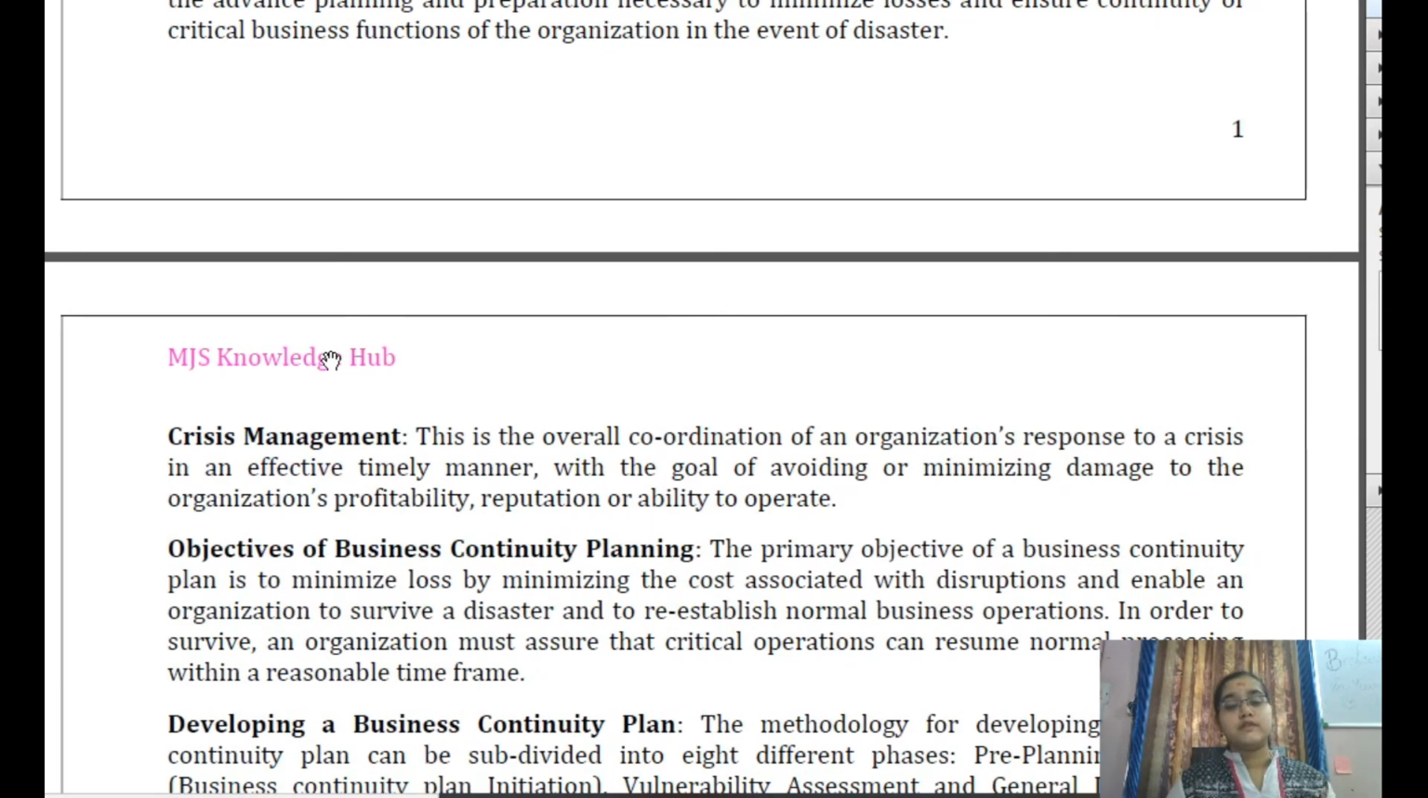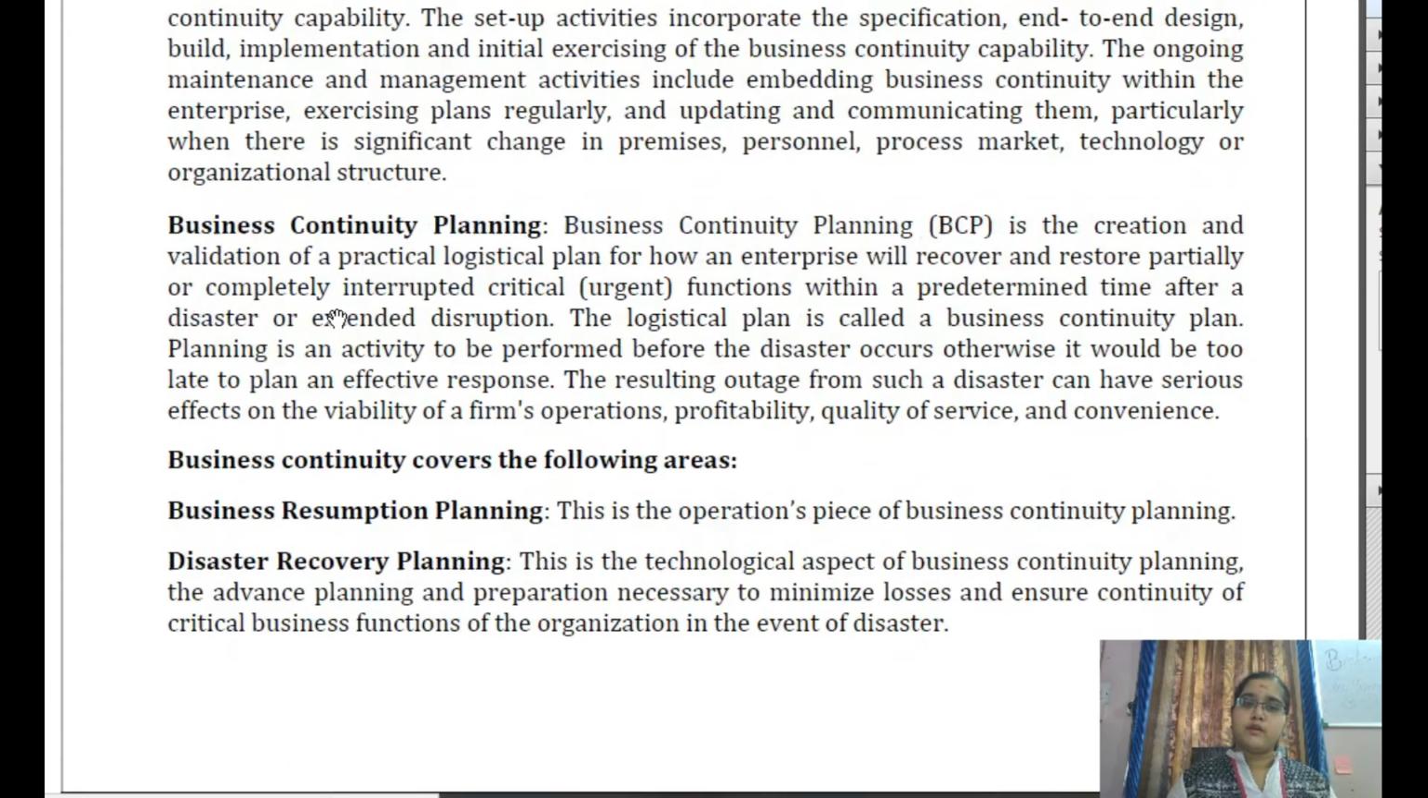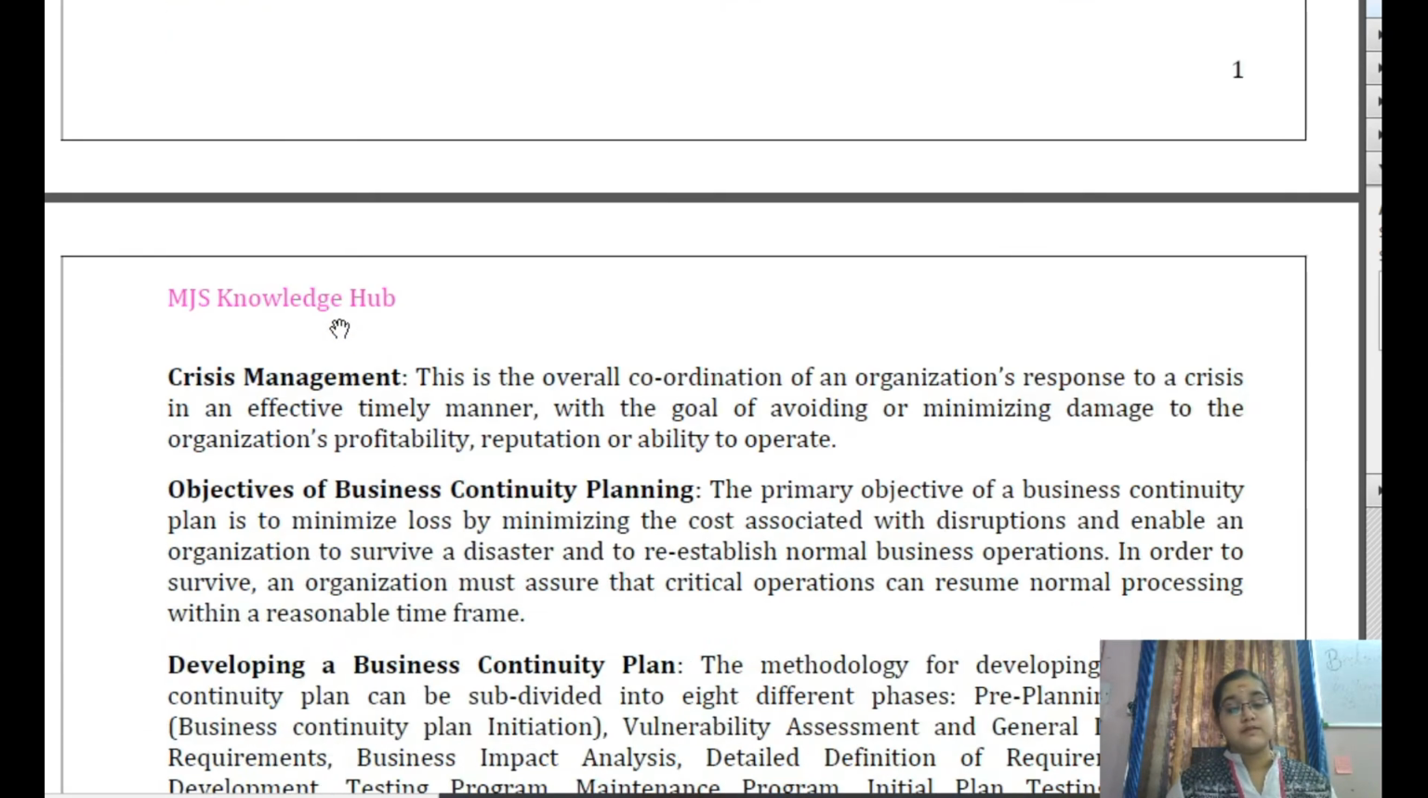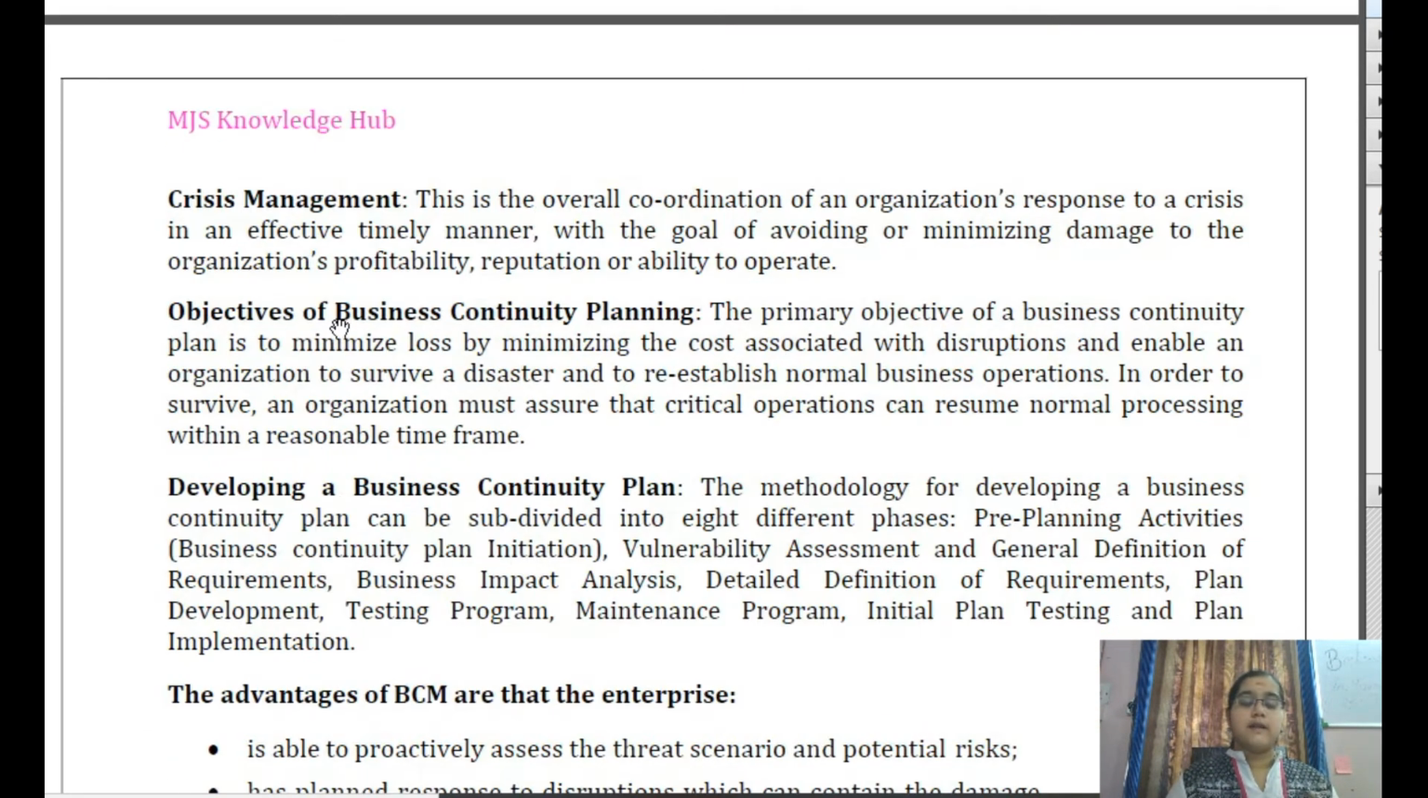Then comes what the objectives of business continuity planning are. Now we have the policy. Then based upon the policy we have a plan. So planning is most important because the policy will set specific objectives, but to make the objectives alive we need to plan. So what are the objectives of business continuity planning? Always remember this for the entire chapter. The main objective is to minimize the loss by minimizing the cost associated with the disruption. See, once the loss occurs, it may have a very bad image, like the name of the company may get some defamation, or the investors may lose trust in the organization if something happens.